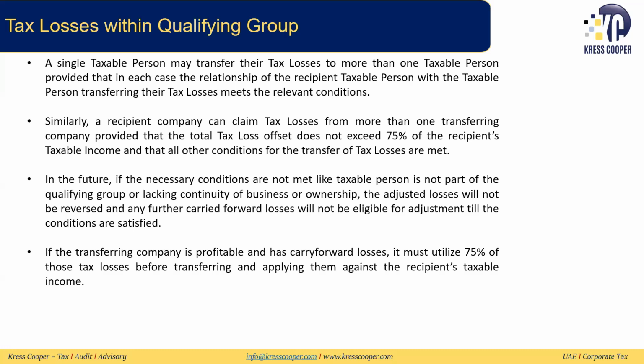In the future, if necessary conditions are not met, like the taxable person is not part of the qualifying group, or there's a lack of continuity of business ownership, the adjusted losses will not be reversed. But in future, carry forward losses or adjustments cannot be made until the conditions are again satisfied. If the transferring company is profitable and has carry forward losses, then they have to utilize the 75% of these losses themselves first, before they are able to transfer this.